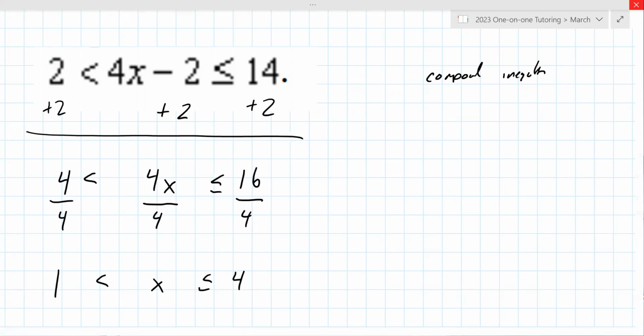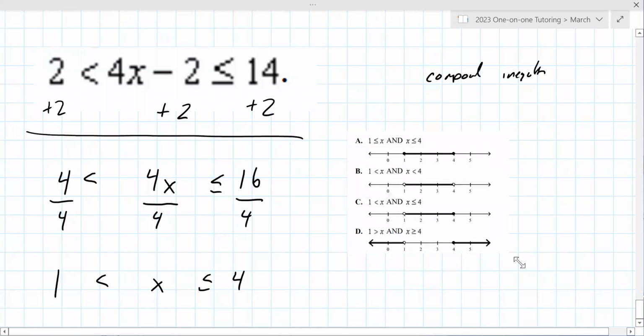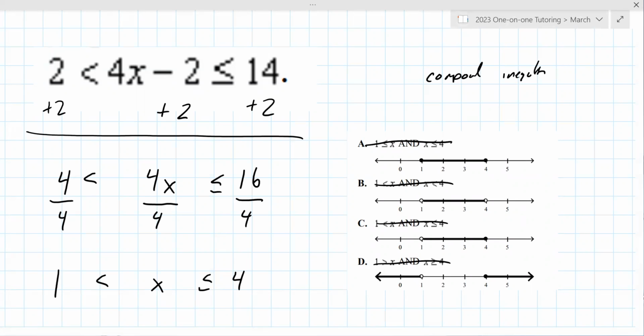All right, so let me snip in the answers here. This is a multiple choice thing. Which is the correct graph of this last line here? A, B, C, or D? Don't worry about the wording here. Just look at the graph. The last one, D. So here's what D says. It says all the numbers up to positive 1, but not including 1. All the numbers greater than 4, and including 4.